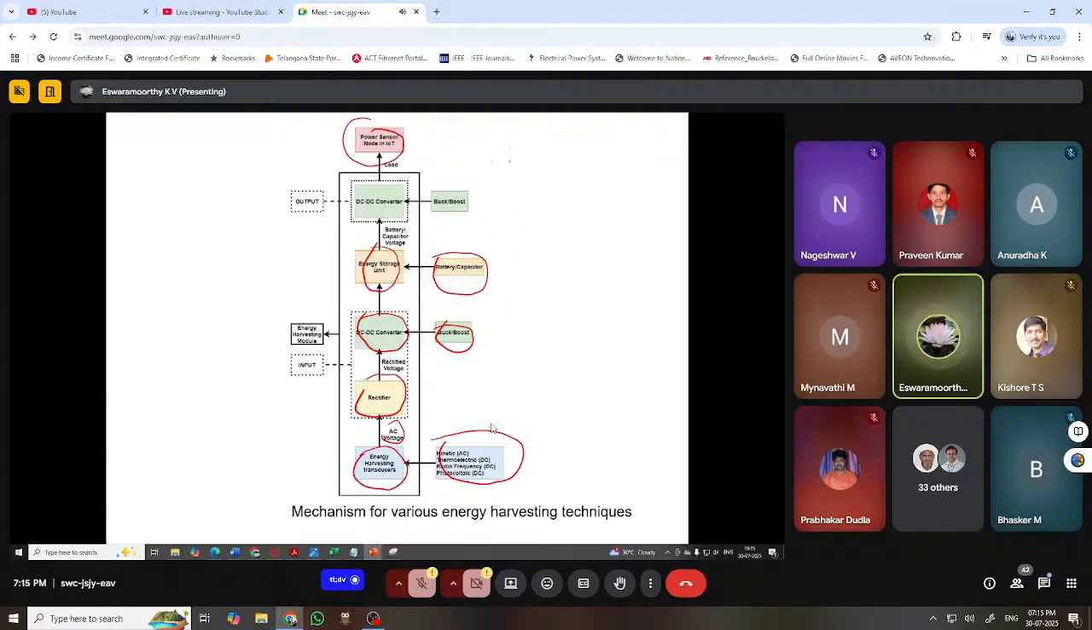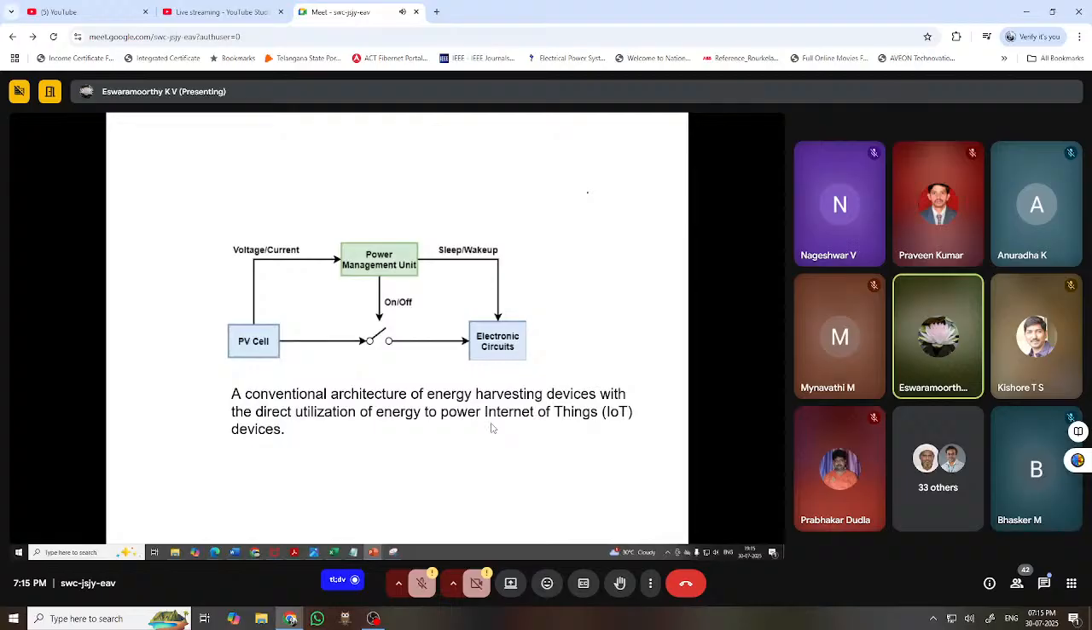You know that already, the DC to DC converter. We have seen buck boost, and boost, right? We're going to see that. So these are the important things we need to know.